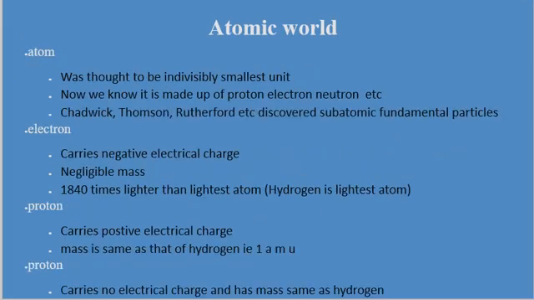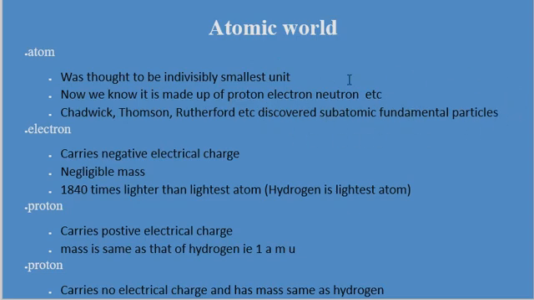It was thought to be an indivisibly small unit, but now we know it is made up of proton, electron, neutron, etc. Who were the fathers of this discovery? Chadwick, Thomson, Rutherford are the scientists who worked to discover that proton, electron, neutron are the constituents of an atom. An atom is the smallest indivisible part of an element, but it consists of subatomic fundamental particles.